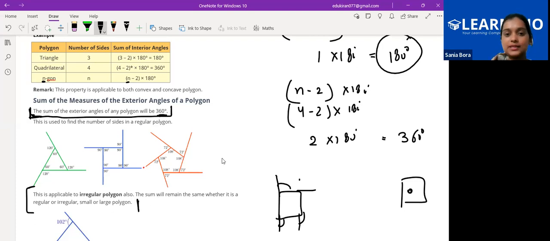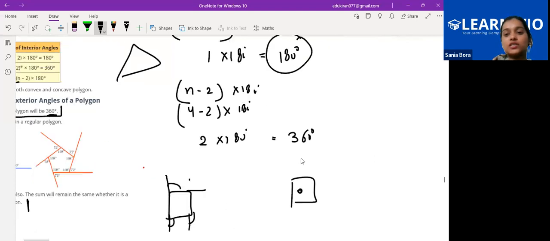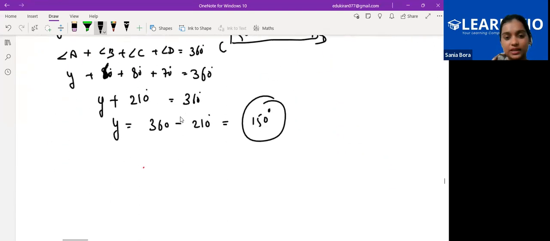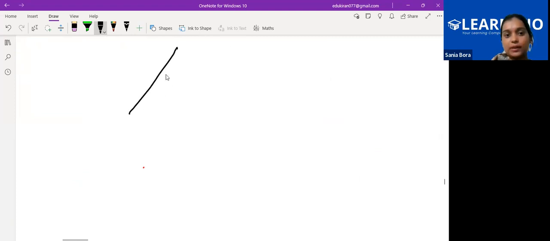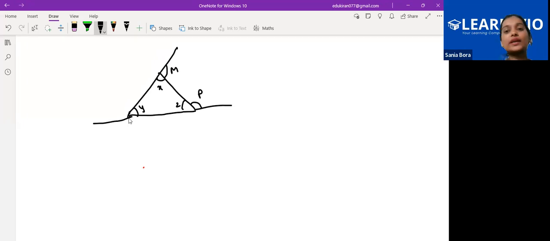Now first of all, I just need to tell you what is regular and what is interior and exterior. For example, this is a triangle. This one, X, Y, and Z, they are interior angles. And this one, M, is your exterior angle. For example, over here you extend this one, P. It forms a linear pair, right? So I hope you got an idea that these are the interior angles and these M, P, and Q, they are the exterior angles.